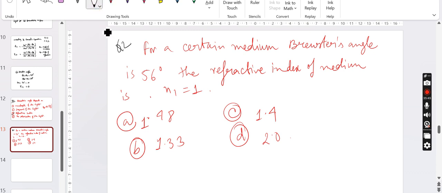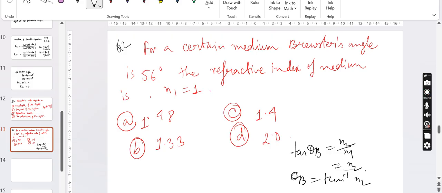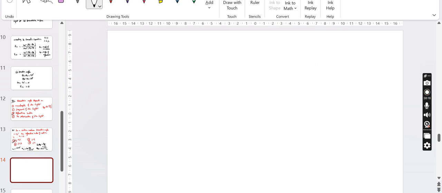So in that case, tan theta B is equal to n2 by n1, that is n2 again. So theta B is basically tan inverse n2. Here we need to calculate n2, so that is basically tan theta B. So tan 56 is almost equal to 1.4825. So this is the answer.